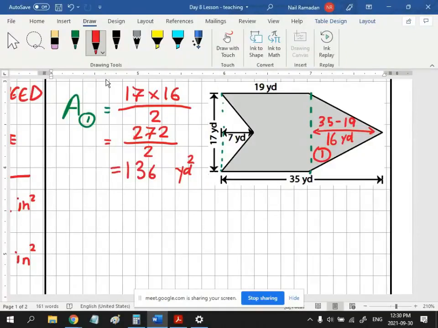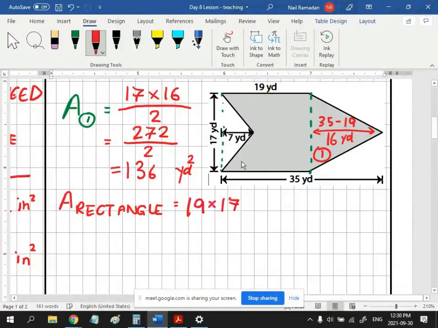Okay. Should I do the small triangle now or the original rectangle? It doesn't matter. We have to do both. So let's do the big rectangle first. So A rectangle equals what times what? 19 times 17. 340 minus 17. 323. Who's got this? 323. Come on. In yards squared.